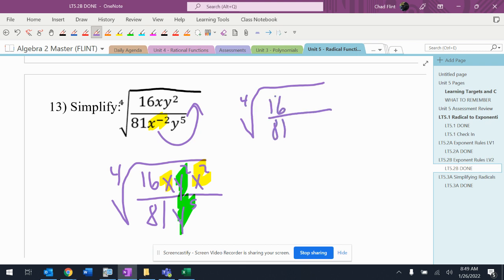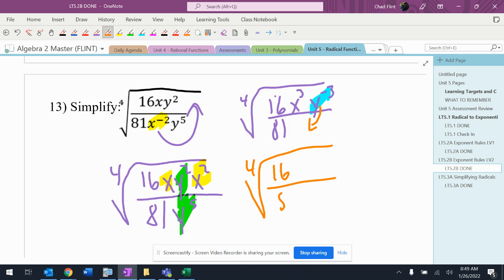16 over 81, x to the first and x to the second. It's going to give me x to the third because I'm adding the exponents and multiplying. Y to the second and y to the fifth. I'm subtracting because I'm dividing. It's going to give me y to the negative 3. But then that doesn't belong there. It needs to be in the bottom. So I'm going to get fourth root of 16, 81, x to the third, y to the third.